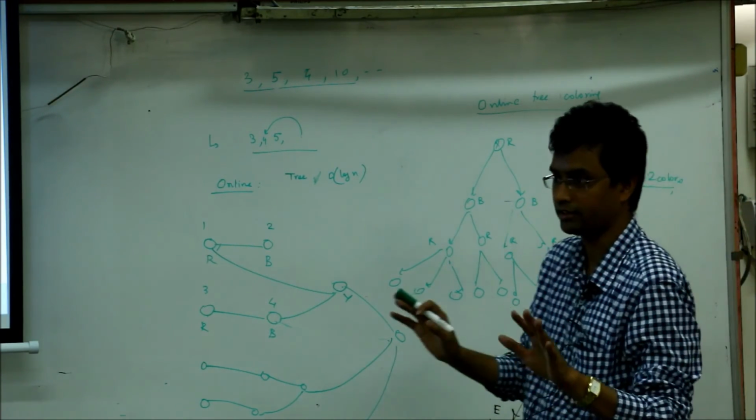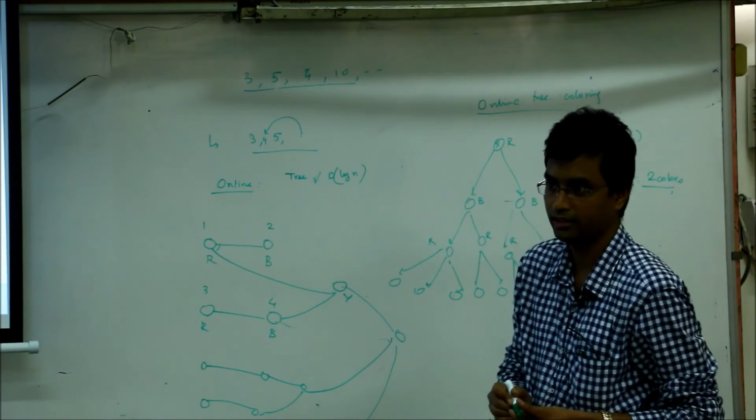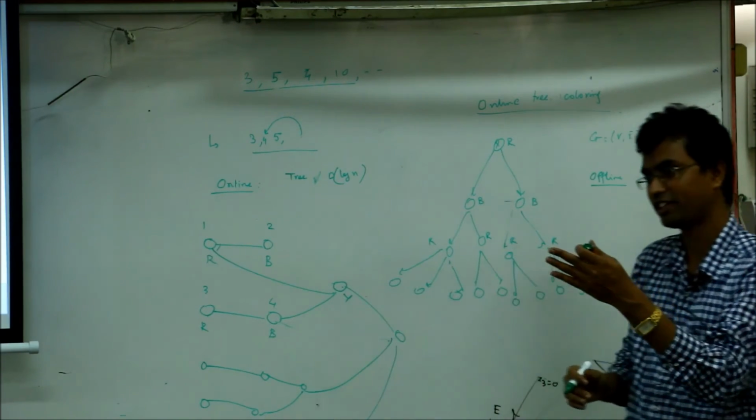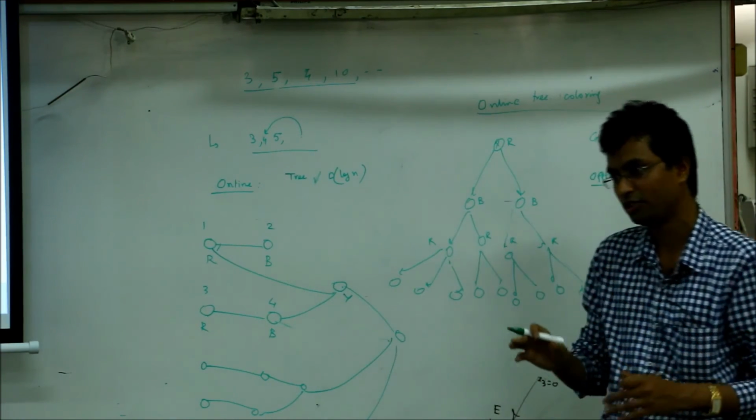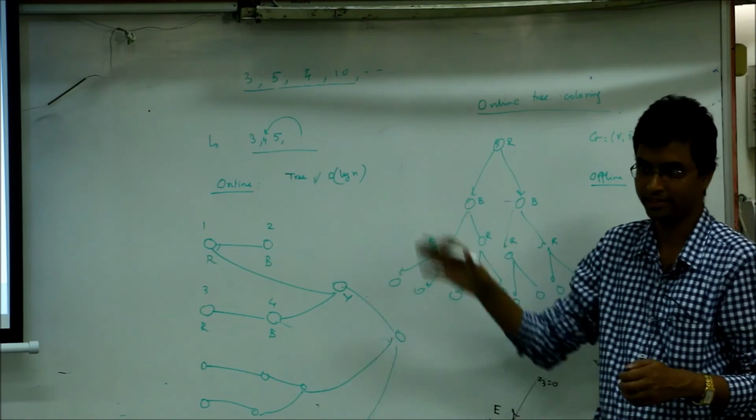You cannot change the color. You cannot change the decision. So that's the online setting. What we are studying is exactly that: if you are allowed to change the colors of some vertices which you have already seen, can you do it better?